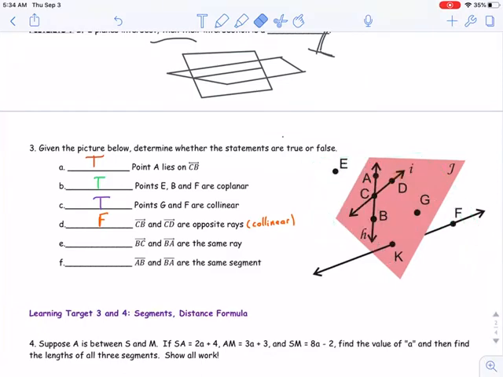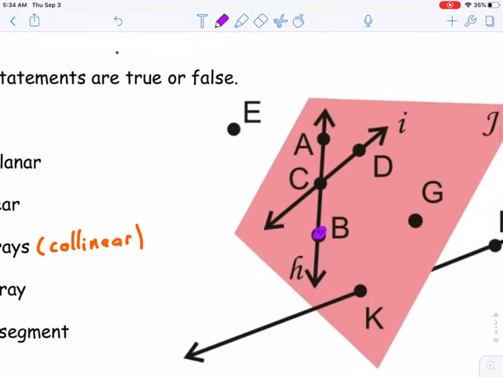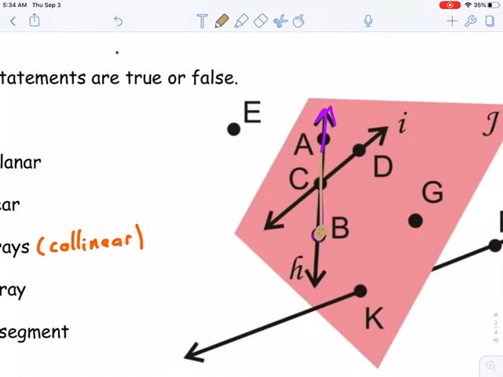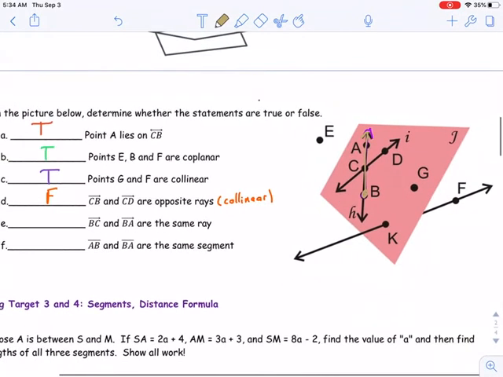Getting a little messy. Alright, BC and BA are the same ray. So ray BC starts at B, goes infinitely through C, and BA starts at B, goes infinitely through A. Well, you can see they have a different name, but they in fact are the same ray. Same starting point, same direction, everything works out just fine. Last question is BA is the same segment as AB, and that's true. It doesn't matter the order when we talk about line segments, because whether you start at the beginning or the end, it's going to have the same length.